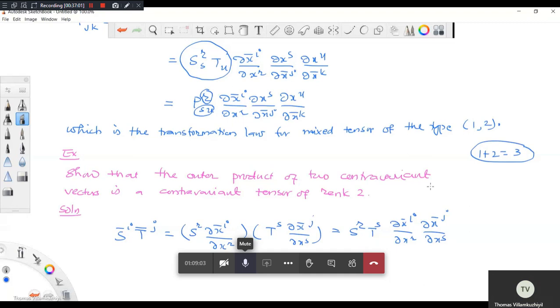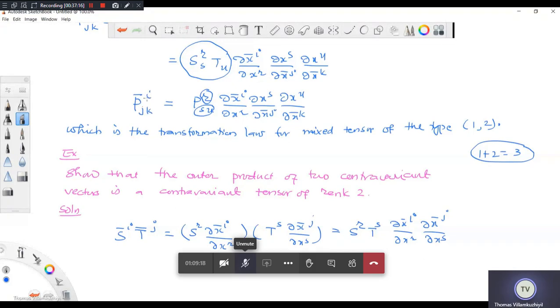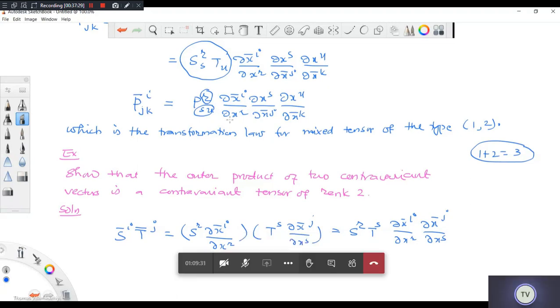The proof is done. Now it is satisfying the transformation law for a mixed tensor. What was your left hand side? P bar, the left side was I J K. This is PRSU into this one. So what is this? Look at the definition of the tensor. This is transforming as a mixed tensor. So from that we are saying there is no need to prove it, it is already proved here. It's already proved.